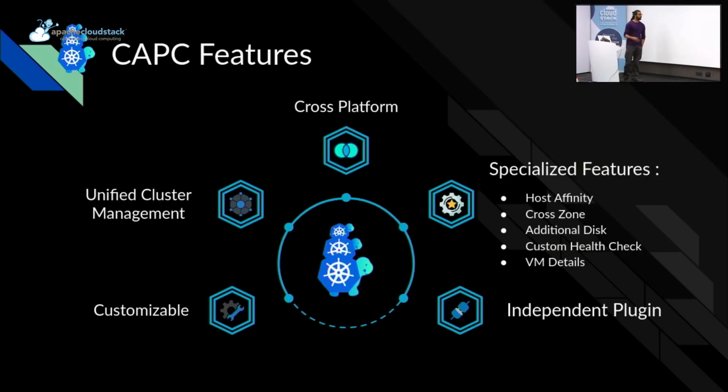All right, so what are the main features of CAPC? Why is it something you would want to use? Why is it actually gaining traction in the Kubernetes community and has over 10 providers? So it's customizable. It just brings up a bare-bones cluster for you to use. You can deploy your CNI, your network provider, your CSI, whatever you want. It's unopinionated. Then it provides a unified way to manage all your Kubernetes clusters across your infra. It's cross-platform, provides commonality, and for CloudStack, it has certain specialized features.